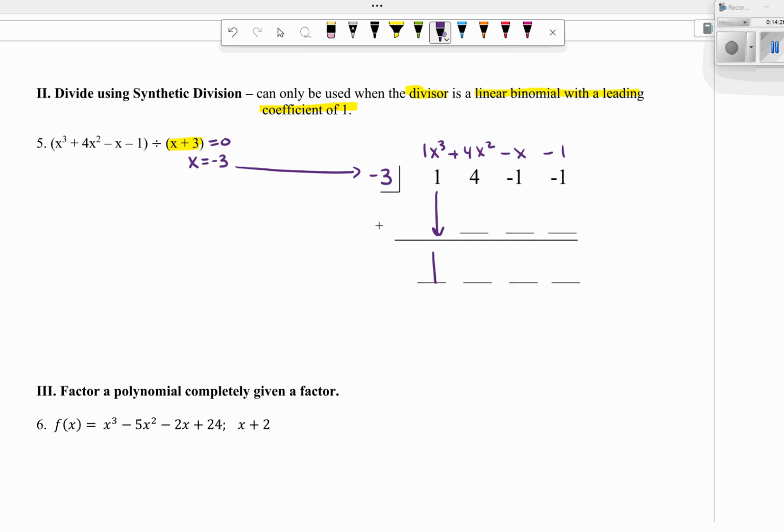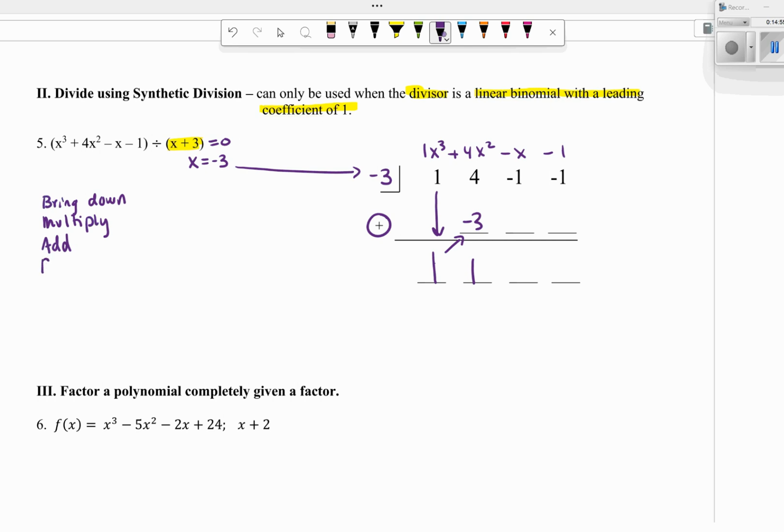So you bring down, then you multiply. So what do I multiply? I take the number 1 times the box. So 1 times negative 3 is negative 3, and that number goes here. So you multiply, then you're going to add. We always add for synthetic division. So we're going to add 4 and negative 3, which gives us 1.